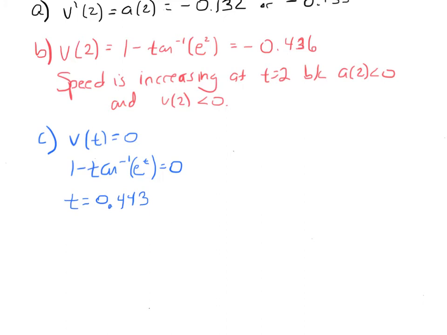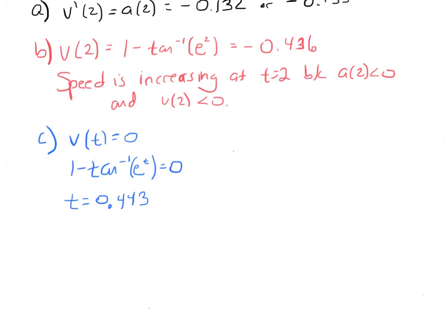Now we do have to justify our answer, and there are a couple ways of doing this. One way would be to look at the graph of v, and you'll notice that if you put this graph into your calculator, that at t equals 0.443, velocity is going to change from positive to negative. So you can write that out as your statement, explain that velocity changes from positive to negative at t equals 0.443, therefore we have a maximum at t equals 0.443.